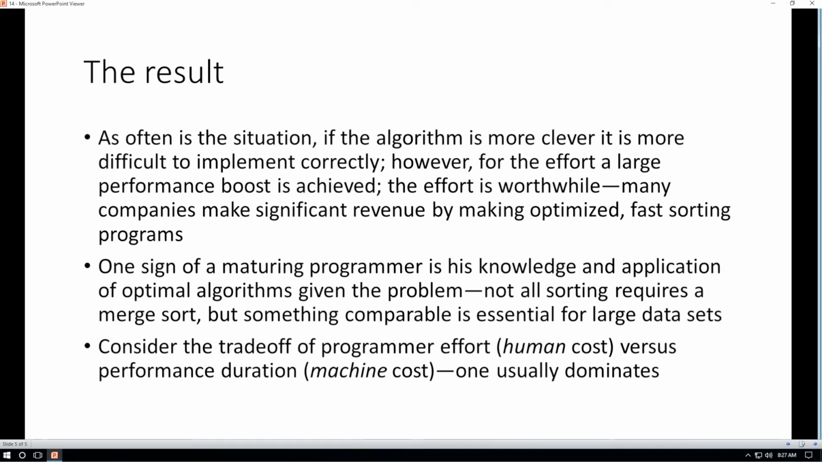And this is where a merge sort or a quick sort, which is another recursive algorithm, come in handy. Many companies have made a lot of money by making fast, optimized search and sort routines. Big businesses, government, academic institutions need that. So there's a lot of benefit in studying and knowing how to choose the best algorithm at the right time.